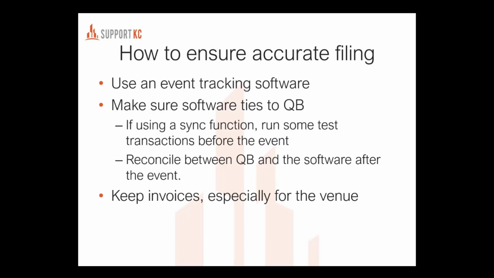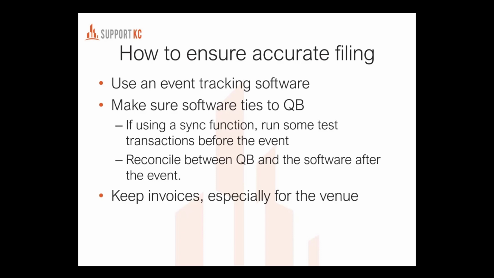All right, so how can you ensure an accurate filing of your 990? I think the biggest one on the income side of things is to use an event tracking software. And then with that event software, making sure to tie that information to QuickBooks. So if you're using a sync function, like with your database, run some test transactions ahead of the event, so that on the day of, all those transactions sync accurately. And then reconcile between QuickBooks and the software after the event.